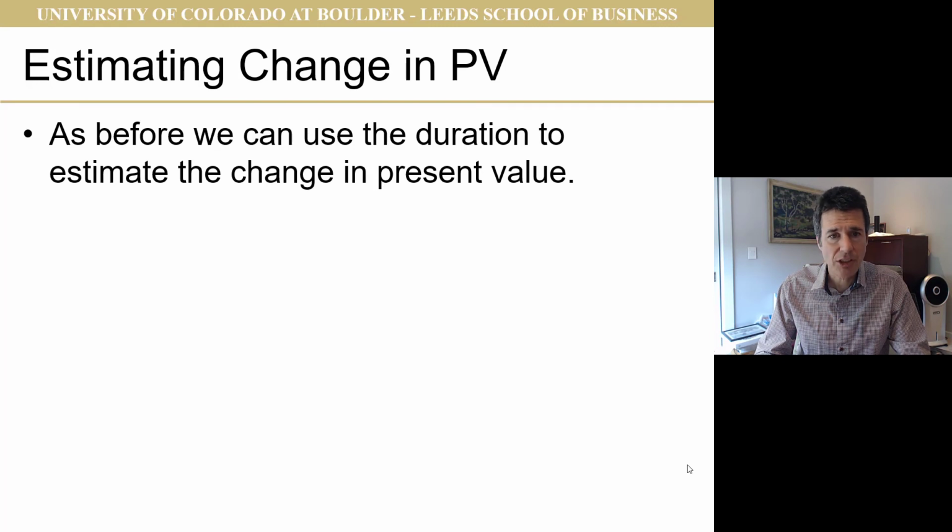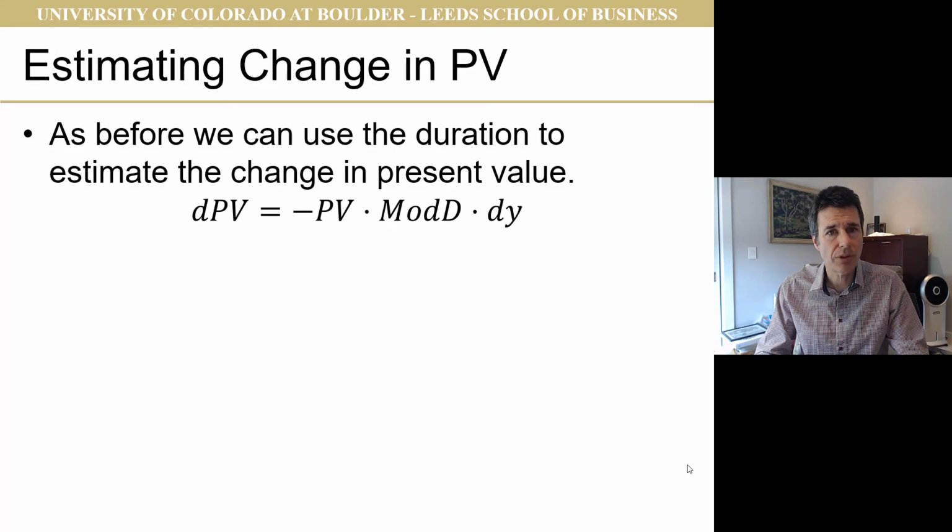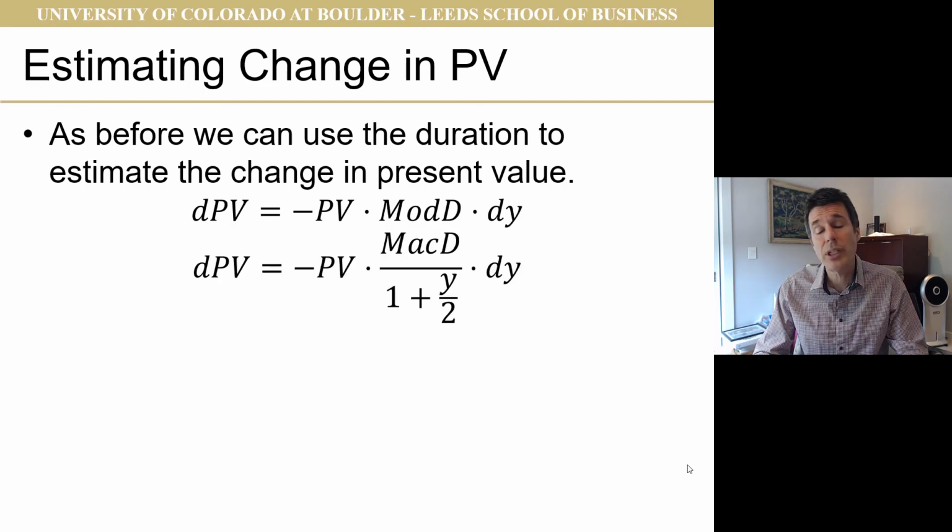We can estimate the change in present value using duration through the formula dPV equals negative PV times the modified duration times dy. So this is our standard differential equation, which would normally look like dPV equals PV prime dy, and then we substitute in the definition of modified duration and we get this formula. We can use Macaulay duration. Remember, the Macaulay duration is the modified duration times 1 plus y over 2, so we simply substitute Macaulay duration into the previous formula and divide by 1 plus y over 2, and everything works.